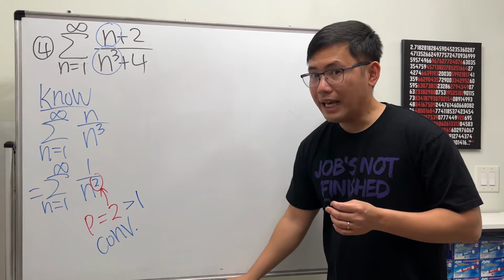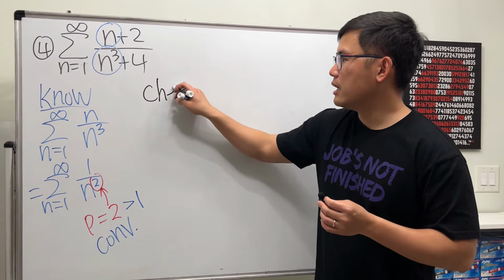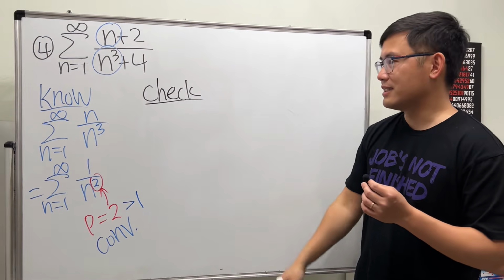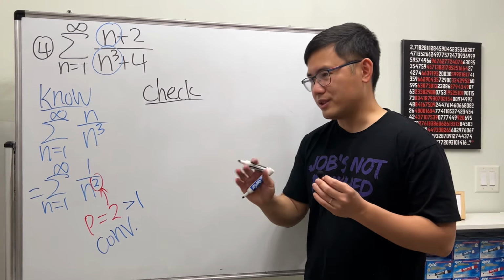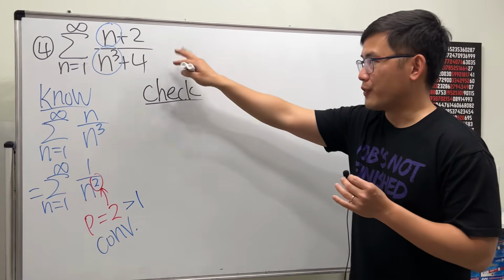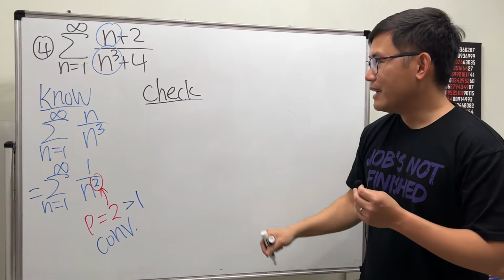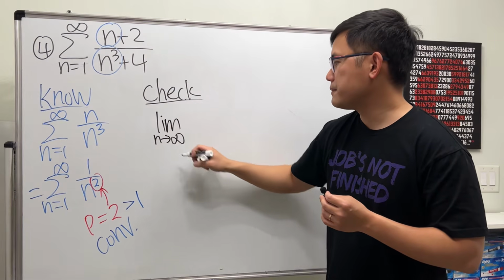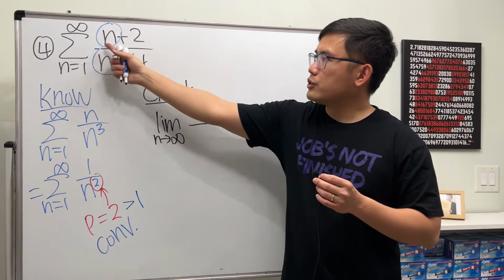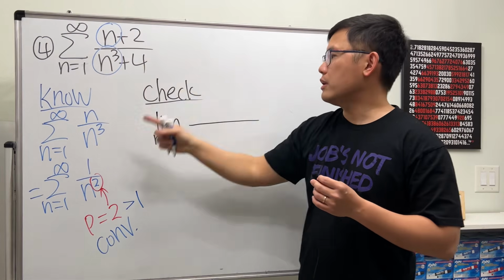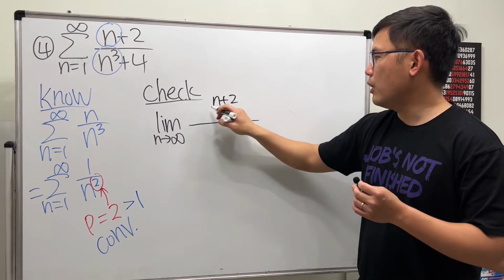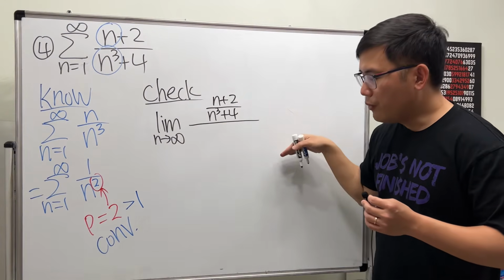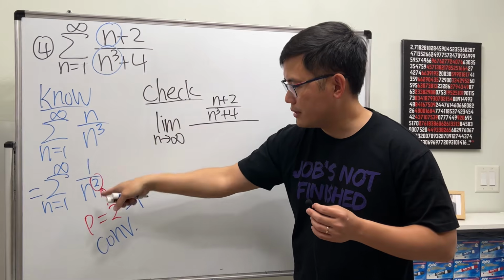Now, what we have to do is to check the limit. This is a limit comparison test. It's easier sometimes with a fraction situation. So what we do is just check the limit as n goes to infinity. Let's put down just the formula part right here. So it's n plus 2 over n to the third power plus 4 over this right here, which is simplified into that.